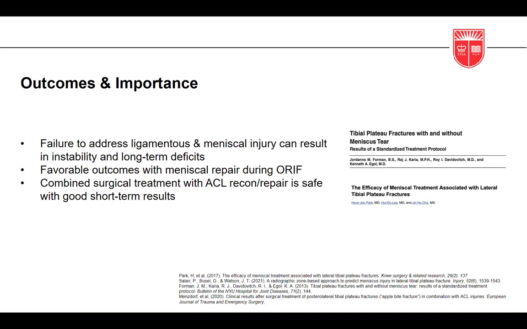with good short-term outcomes. Overall, pre-op knowledge of these injuries can aid the surgeon in determining whether to intervene surgically, whether to make an arthrotomy during fracture fixation, or whether or not to utilize arthroscopy. These promising findings highlight the importance of identifying these injuries and an adequate surgical plan.